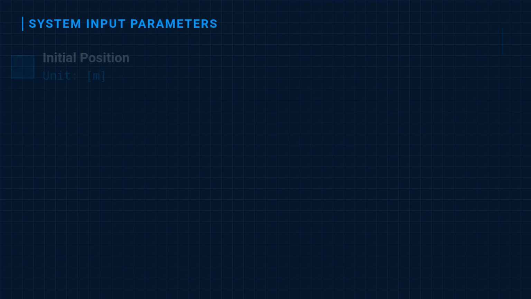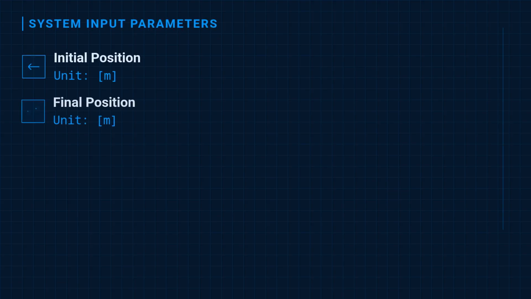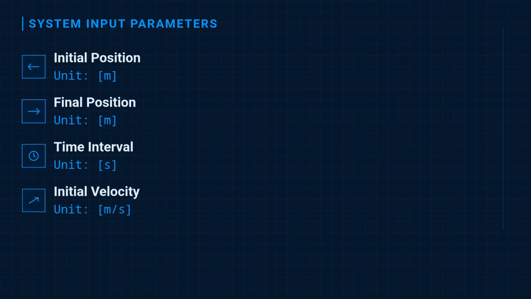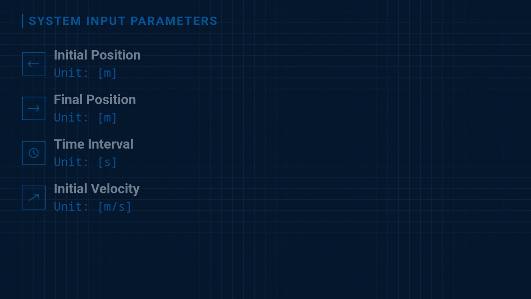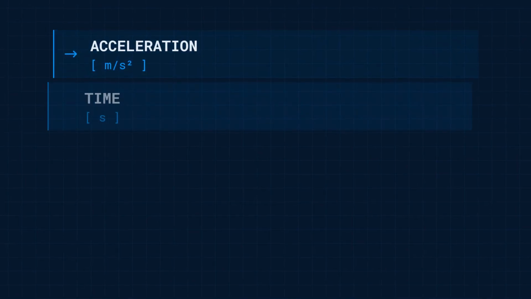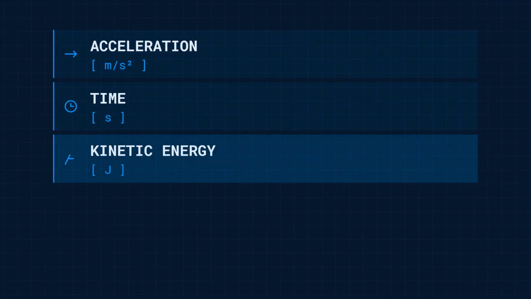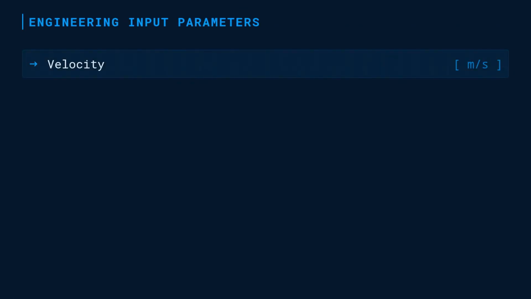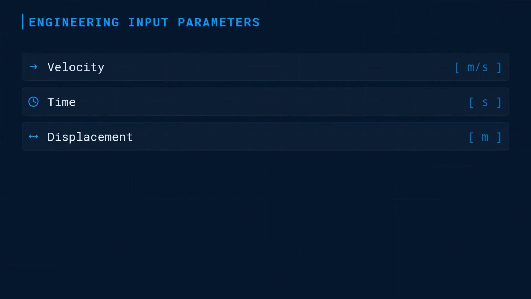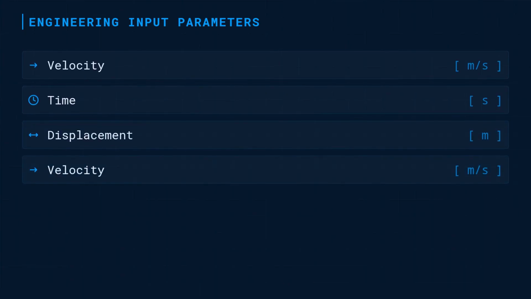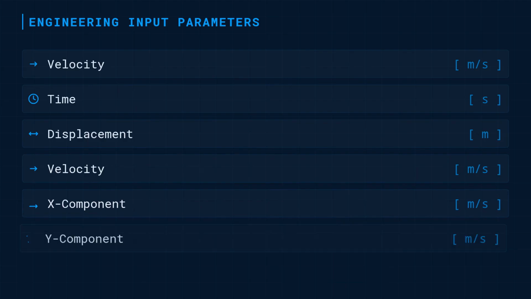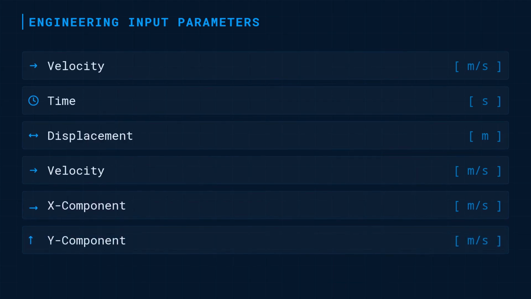The input fields include initial position in meters, final position in meters, time interval in seconds, initial velocity in meters per second, acceleration in meters per second squared, time in seconds, kinetic energy in joules, mass in kilograms, velocity in meters per second, another time field in seconds, displacement in meters, another velocity field in meters per second, x component in meters per second, and y component in meters per second.